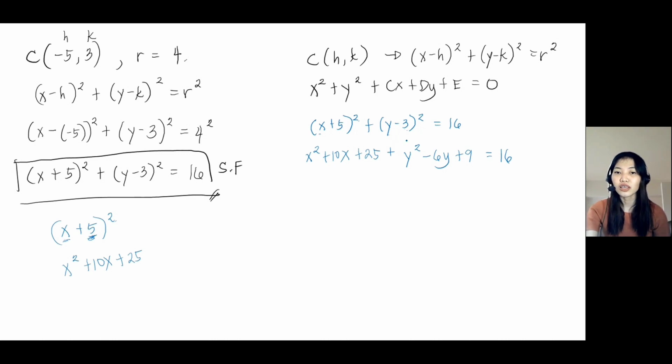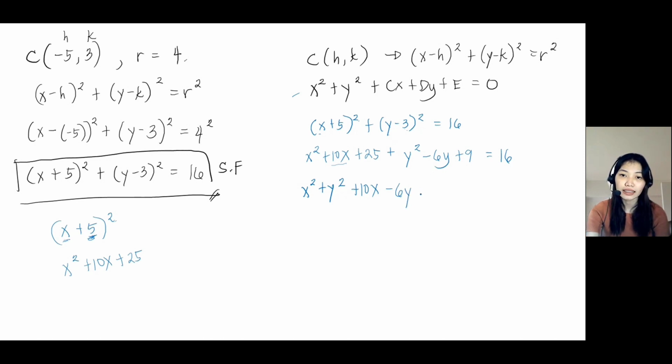Okay, so we're going to arrange this equation into general form. Again, that should be in the form of x squared plus y squared plus cx plus dy plus e is equal to 0. 0 lang dapat yung nasa right-hand side, and ganito ang dapat na arrangement na nasa left-hand side. So, arrange. X squared muna, then plus y squared, and next, cx. So, that is 10x. So, plus 10x. Next, dy. So, hanapin yung may y. So, that is minus 6y.